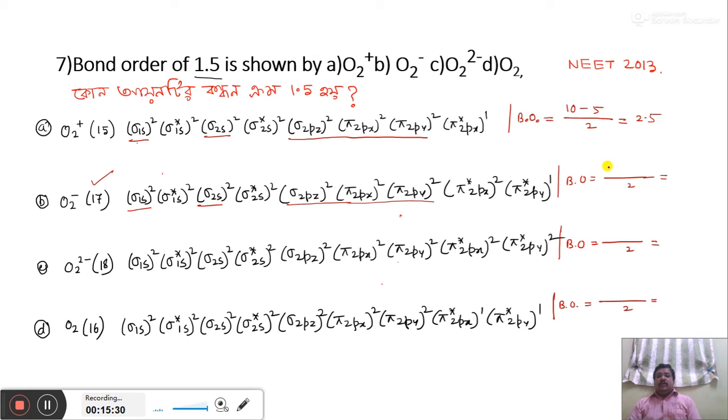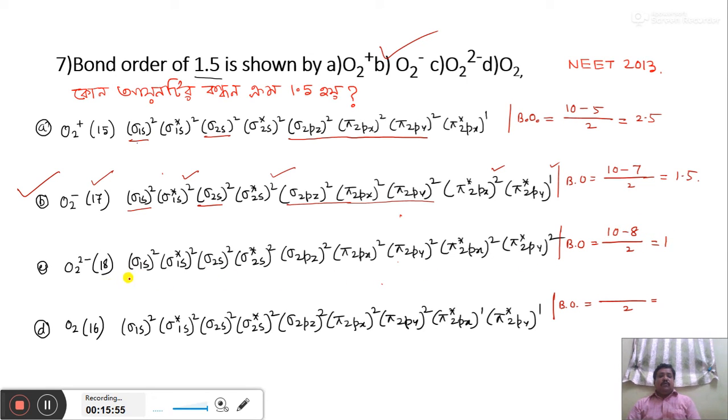It also contains 10 electrons in BMO, and 2, 4, 6 and 7 electrons in ABMO. So its bond order is 1.5. So option B is the correct option, having bond order value 1.5. In case of O2, its bond order value is (10 minus 8) by 2, which is equal to 1.